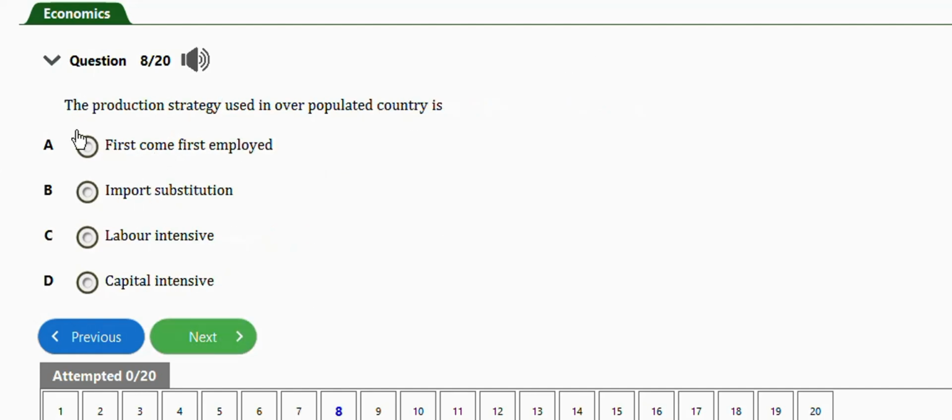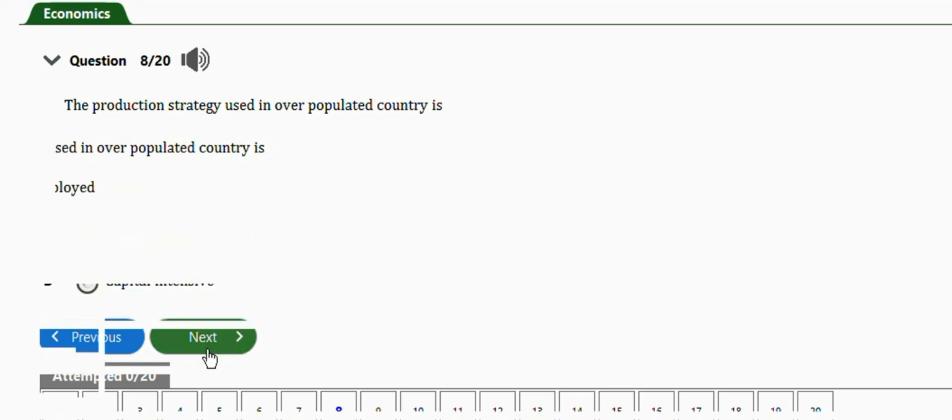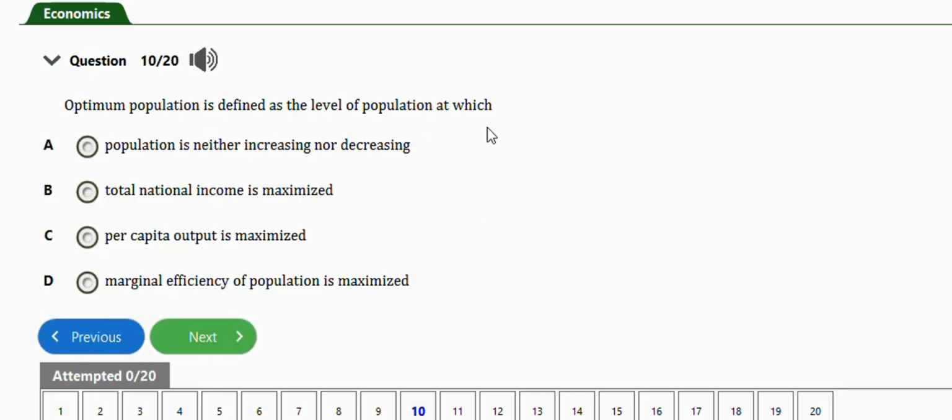Next question. It says the production strategy used in an overpopulated country is first come first employed, import substitution, labor intensive, capital intensive. So the right answer is option C, which is labor intensive. The next question is this one. Optimum population is defined as the level of population at which population is neither increasing nor decreasing, total income is maximized, per capita output is maximized, marginal efficiency of population is maximized. The right answer is option C, which is per capita output is maximized. Okay, so that's when you have an optimum population.